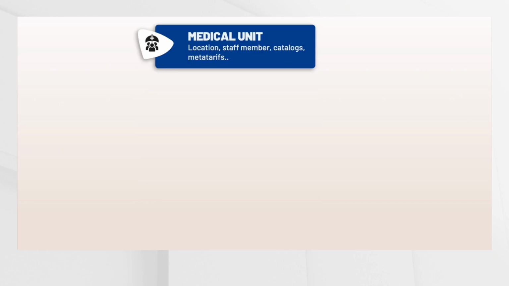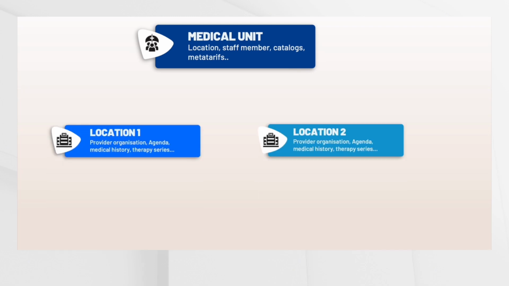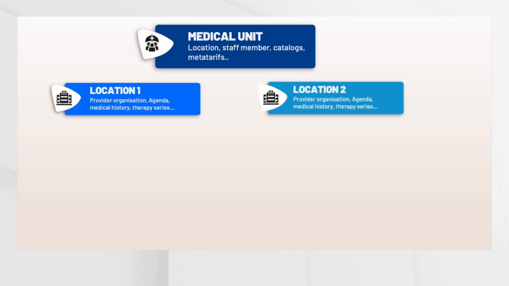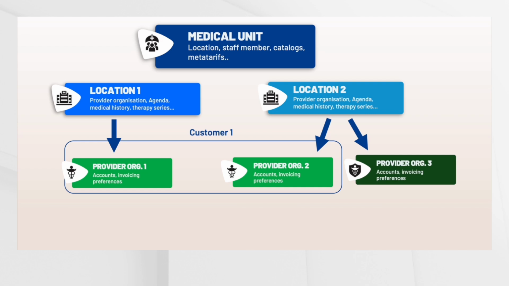The medical unit is at the top of the structure. Any changes made at this level are automatically applied to all dependent locations and provider organizations. A medical unit can contain one or several locations, sometimes at different addresses and sometimes within the same building. Each location includes one or more provider organizations.